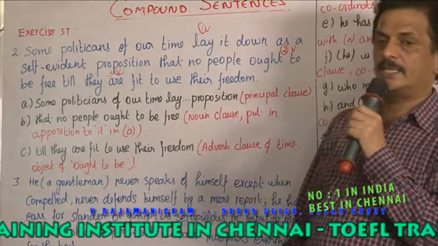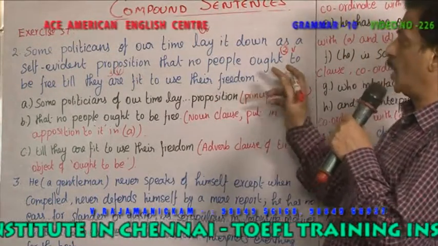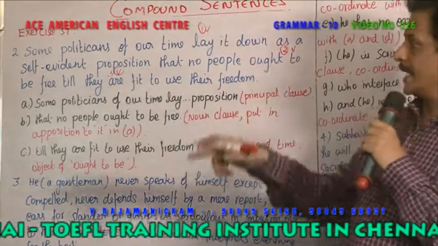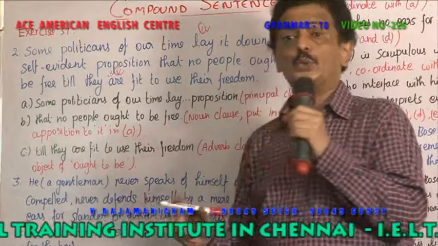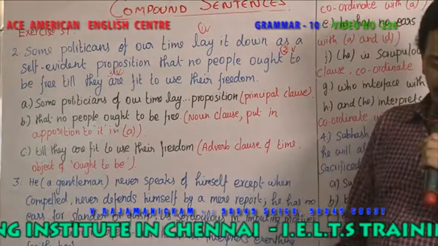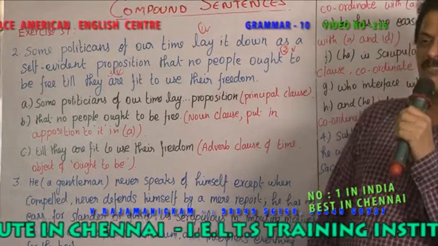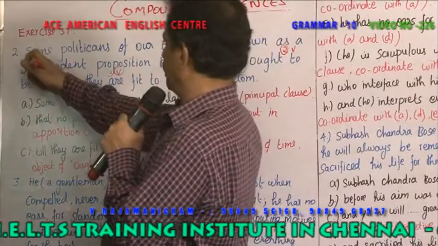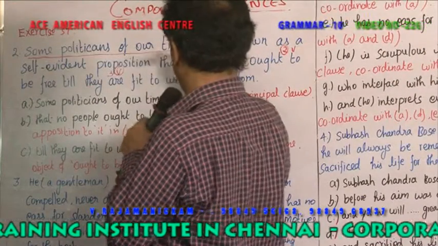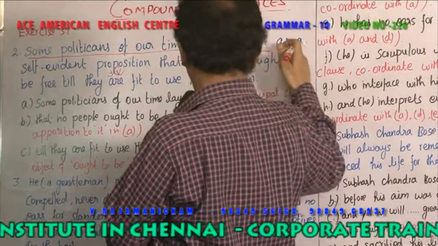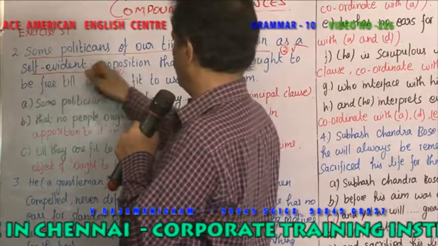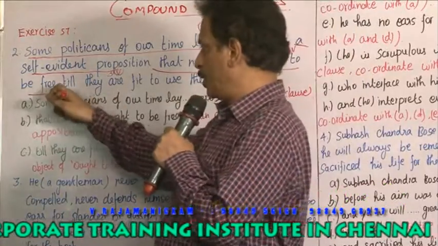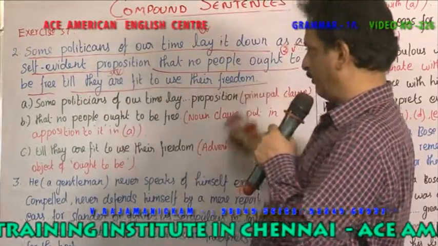What is that idea or concept? No people ought to be free. No one should be free till there is a condition. They are fit to use their freedom, right? Freedom means what? Democratic freedom, right? So, see, some politicians of our time laid down as a self-evident proposition that no people ought to be free till they are fit to use their freedom.